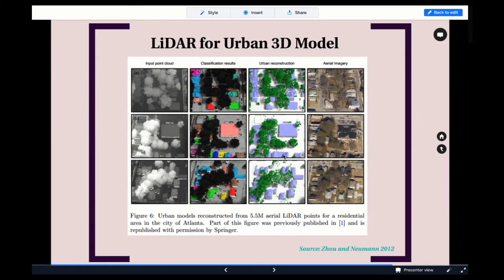Within the urban environment, LiDAR has been used for building urban 3D models. For example, you will learn how to extract building footprints, which is an important data source for many major cities, how to extract urban footprint data from LiDAR. You can also build more detailed 3D urban models for planning purposes or for flood modeling.